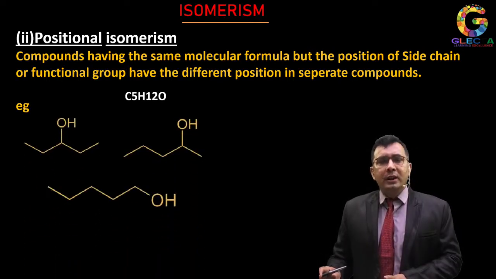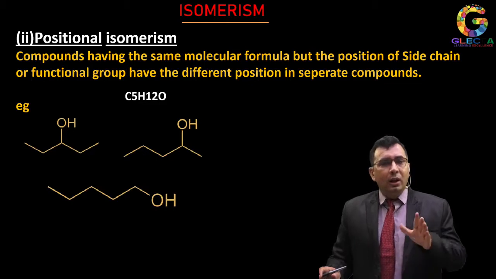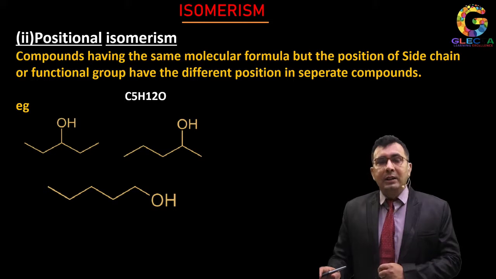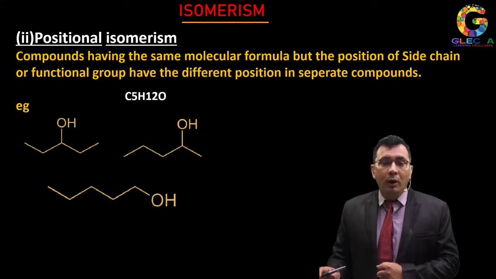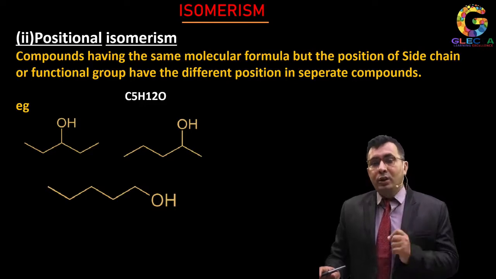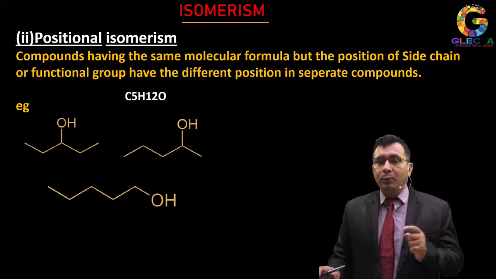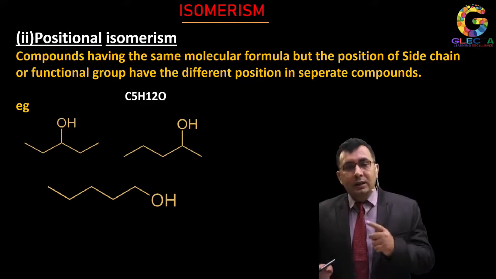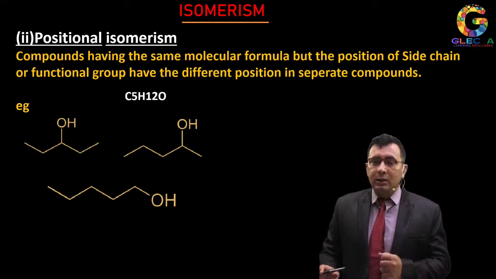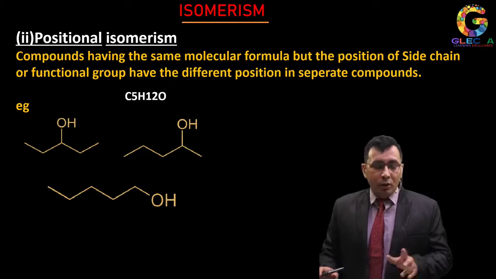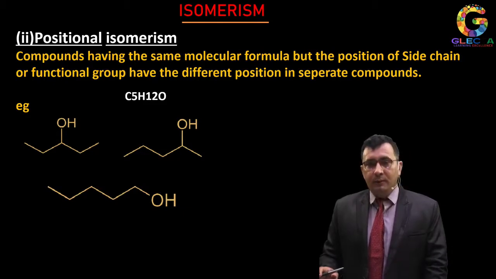The first one is pentan-3-ol. The second one is pentan-2-ol. The last one is pentan-1-ol. So the position of the OH group is different. In the first one it is at the third position, in the second it is at the second position, and in the last compound the OH group is at carbon atom number 1. So these are different from each other.